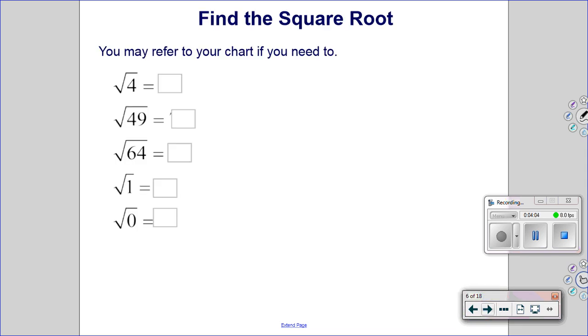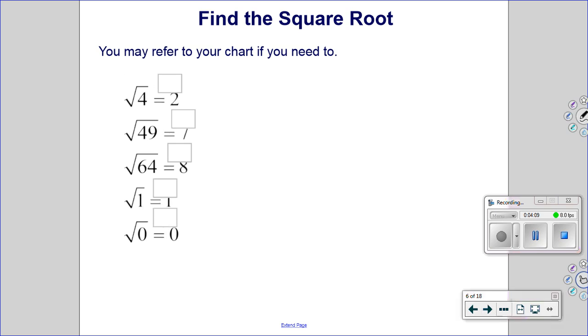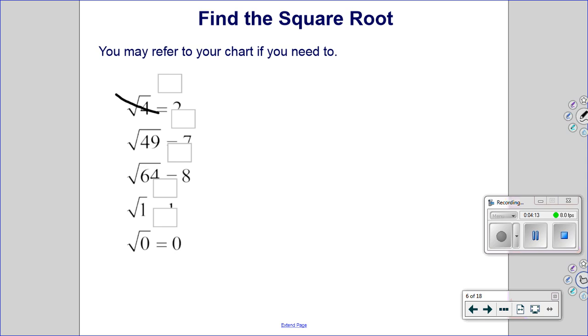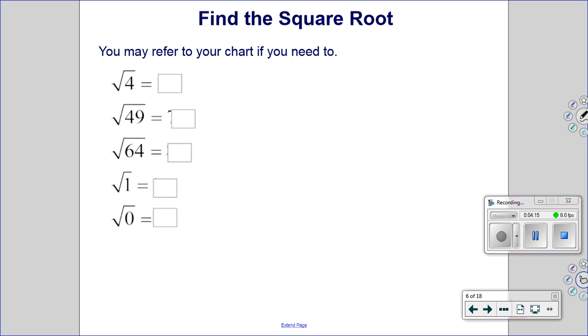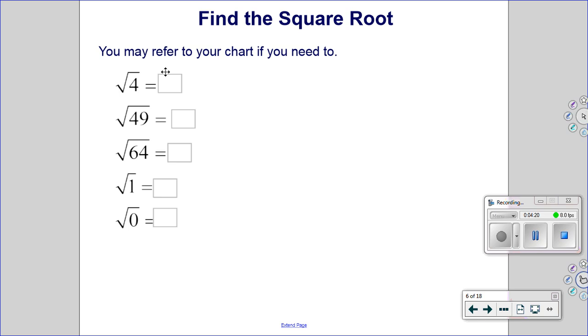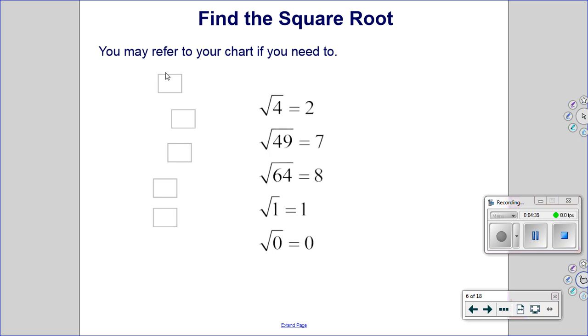So raise your hand if you know the square root of 4. You can use your chart if you need help. Vanessa. 2. So the square root of 4 is 2. Square root of 49, Angelo? 7. Square root of 64? 8. Square root of 1? 1. Square root of 0? 0, because 0 times 0 is 0. Let's see, did we get them all right? Yes, we did. Nice job.